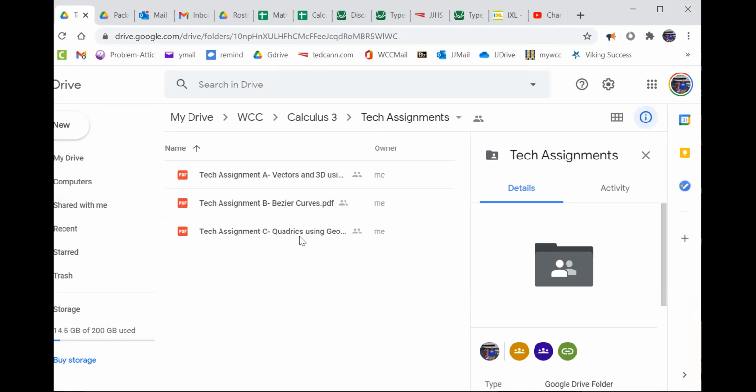It's tech assignment C, using quadrics. Geez, that's fun. Quadrics. It's not a typo. It's actually pronounced, the word is quadrics. It's not quadratic. But it is really an extension of quadratics just into the third dimension. And so in a sense, it kind of is quadratic.